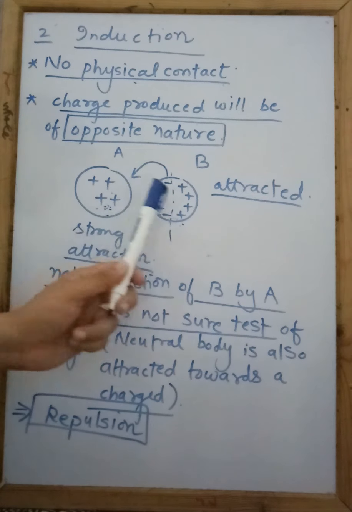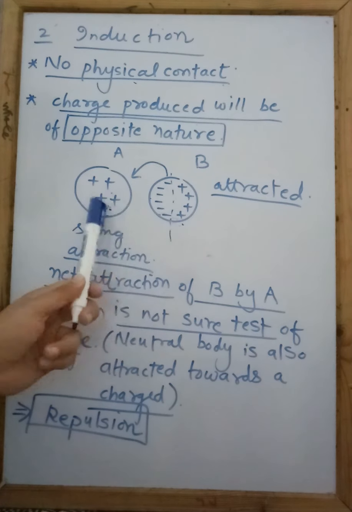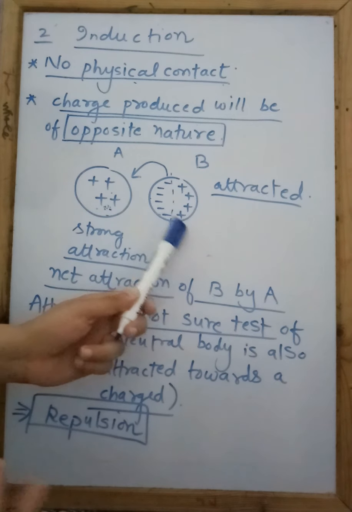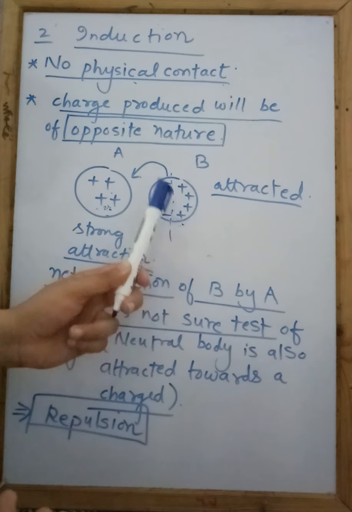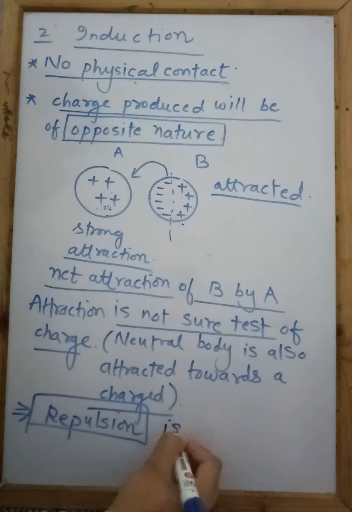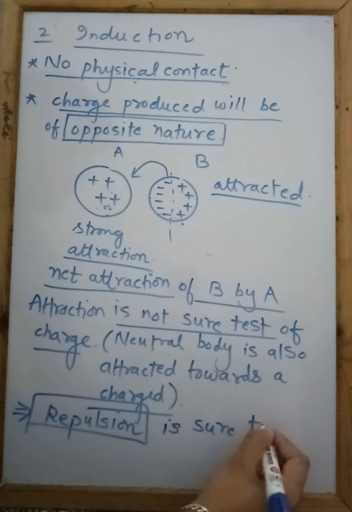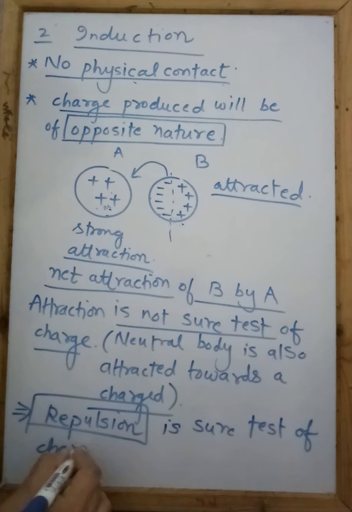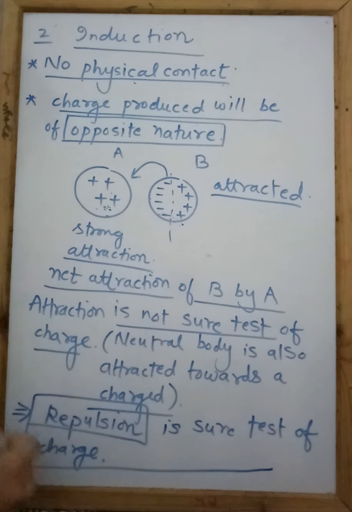So if there is attraction going on, then you are not confirmed that B is charged. It may be neutral also. You are only confirmed that B is charged if it feels repulsion. So we can say that repulsion is the sure test of charge. This is a very important point. Do remember, repulsion is the sure test of charge.